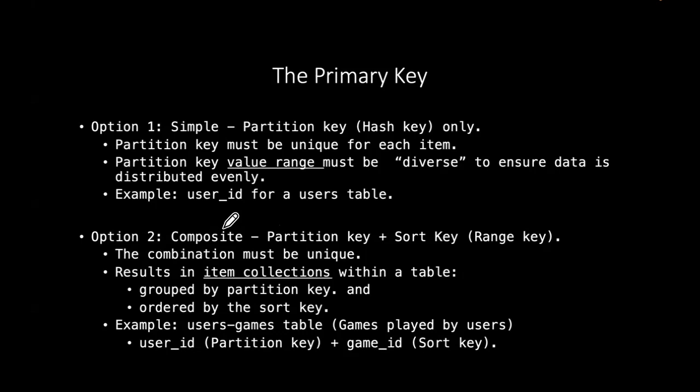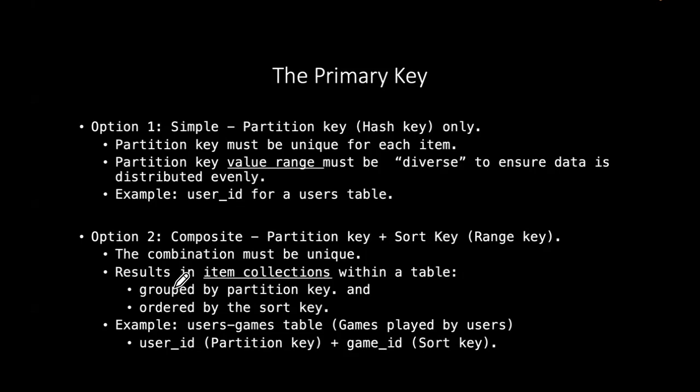When you've got this composite primary key, what actually happens is you're going to have a number of items in a table that have the same partition key but a different sort key. And what you can be guaranteed is that that set of items will actually be stored beside each other in the table. DynamoDB takes care of that. They're grouped together in the table.